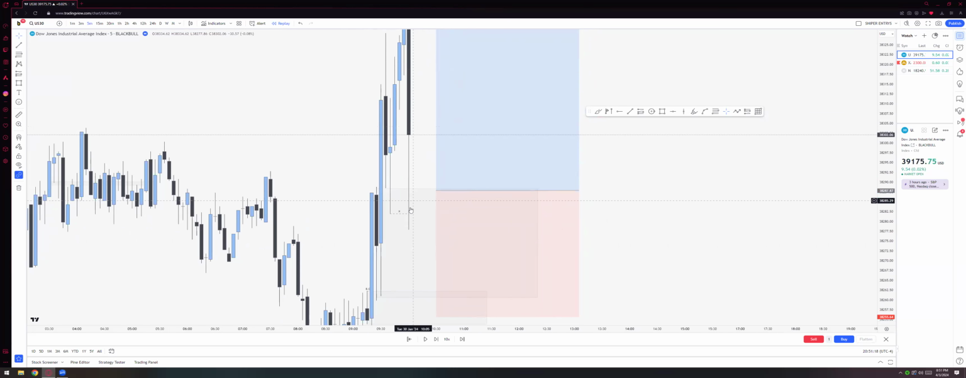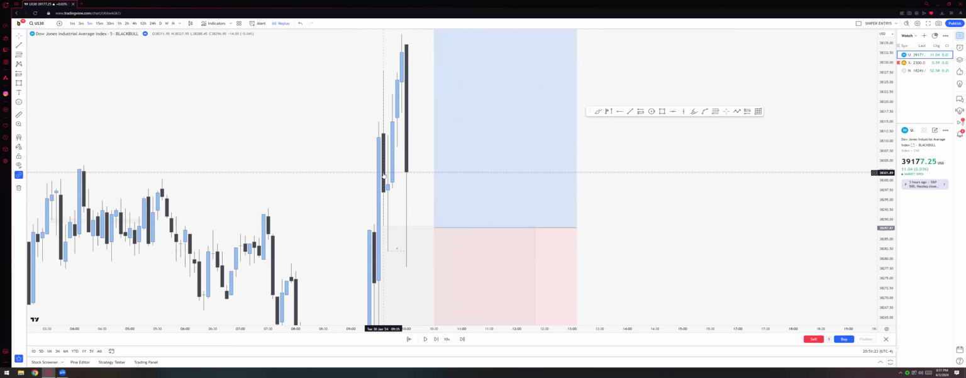Market goes and grab the liquidity, right? Tapping into the order block. So we have the 2 things that we're looking for before the entry, which is gonna be liquidity grab and order block tap. Now what we need is the break in our favor.